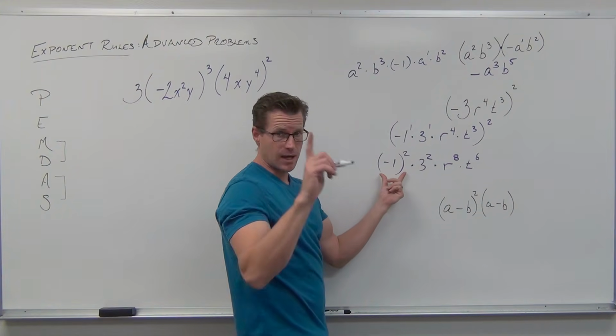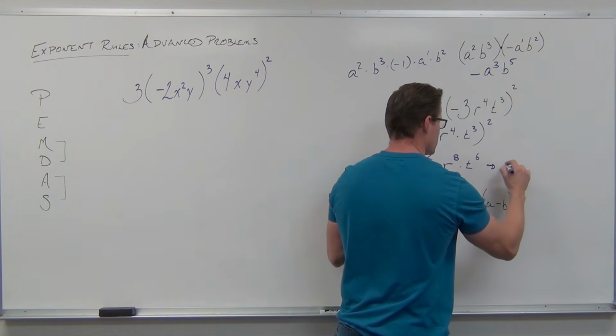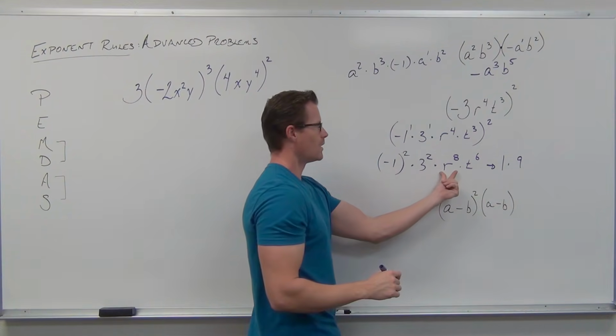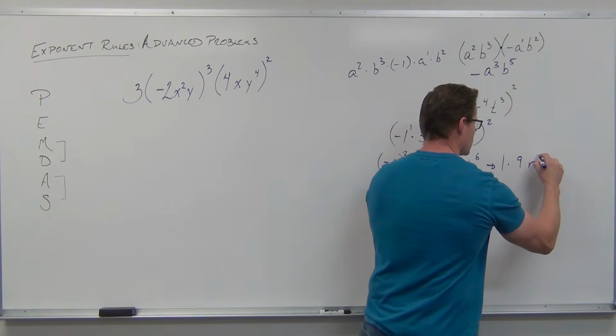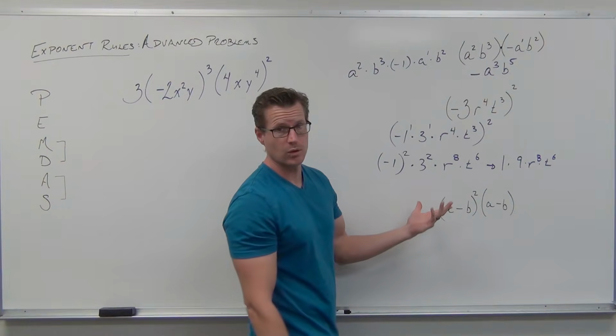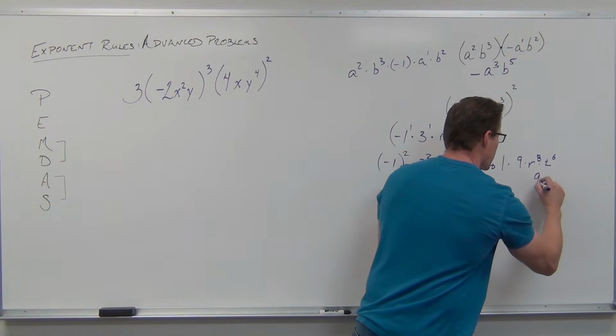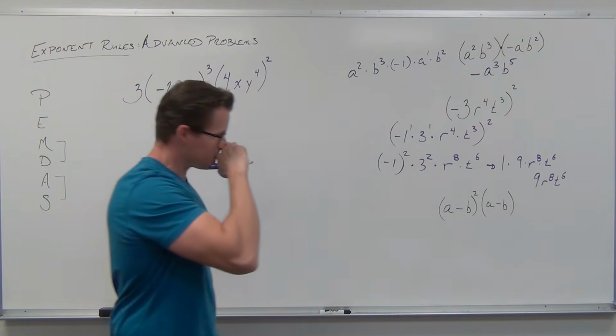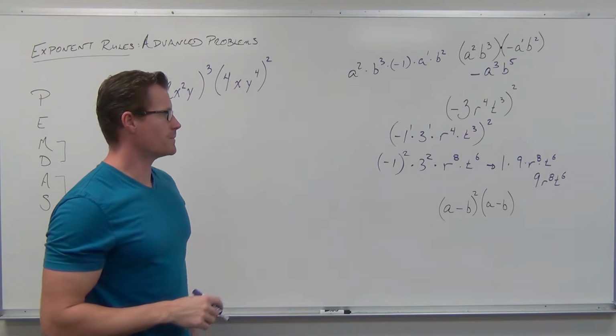Negative 1 squared is positive 1. 3 squared, that's 9. R to the 8th and t to the 6th doesn't change. We're going to make it look a little bit nicer. 1 times 9 is 9. And we're done. That looks good to me.